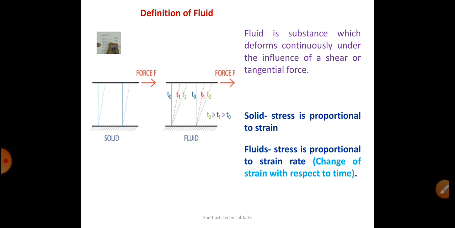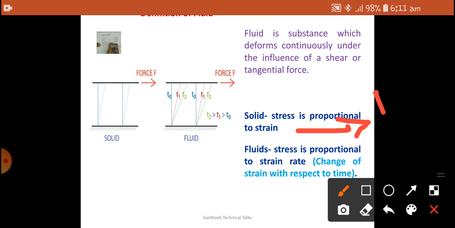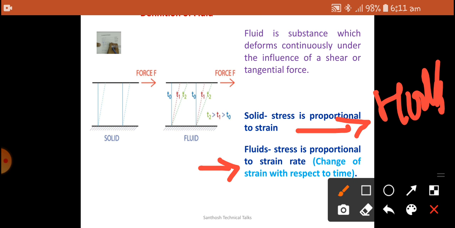Here we have to know that the terms they have given are very beautiful. In solids, the stress is proportional to the strain up to its proportional limit, or we can say up to its elastic limit. It was derived by Hooke. Whereas in fluids, the stress is directly proportional to the shear strain rate, or change of strain with respect to time, or velocity gradient. This was postulated by Newton.